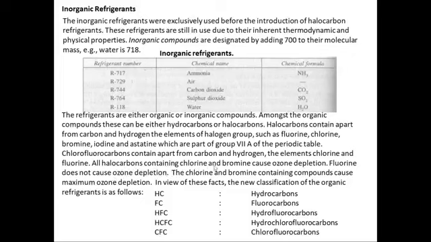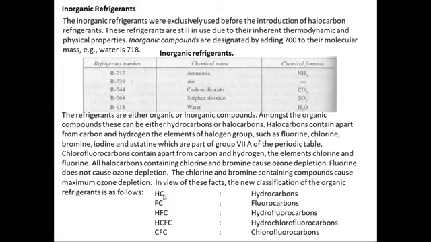All halocarbons containing chlorine and bromine cause ozone depletion. Fluorine does not cause ozone depletion, but it is a greenhouse gas. Its ODP may be 0, but its other effect, the greenhouse effect, is much larger. So we have to find a replacement for it. The chlorine and bromine containing compounds cause maximum ozone depletion. In view of these facts, the new classification of the organic refrigerants is as follows.